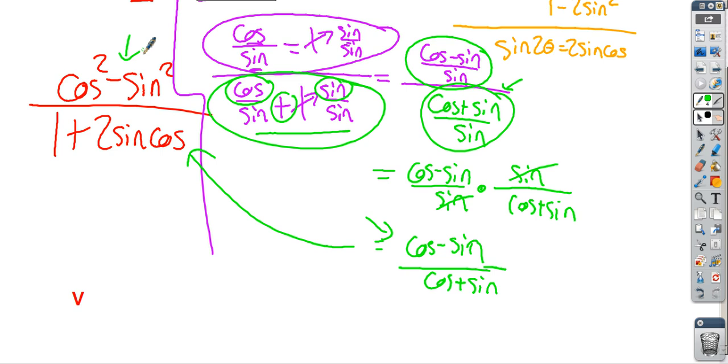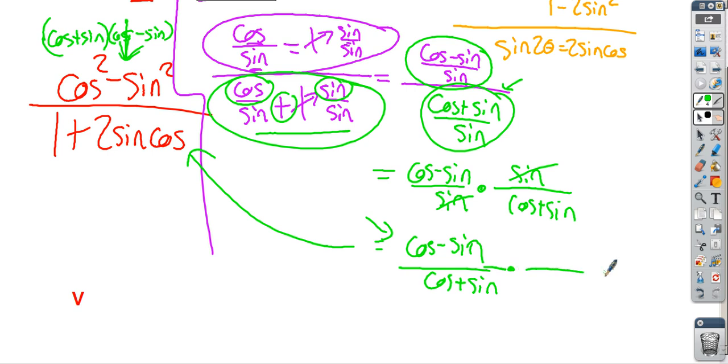So you may or may not see it, but this right here is actually a difference of squares. It's the same as cosine plus sine times cosine minus sine. So what we can do here is use something called the conjugate, and I'm going to multiply the top by its conjugate.